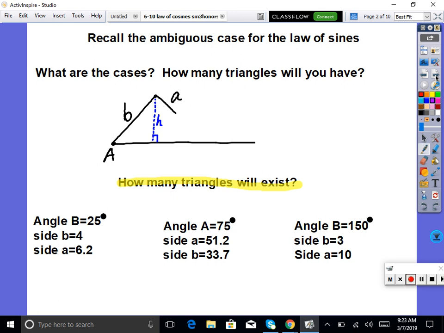Do we need to go over that, or do you guys feel pretty confident based on your homework abilities that you understand how many triangles exist? Because we can go over it, but we don't have to. I'm asking you. What do you want?